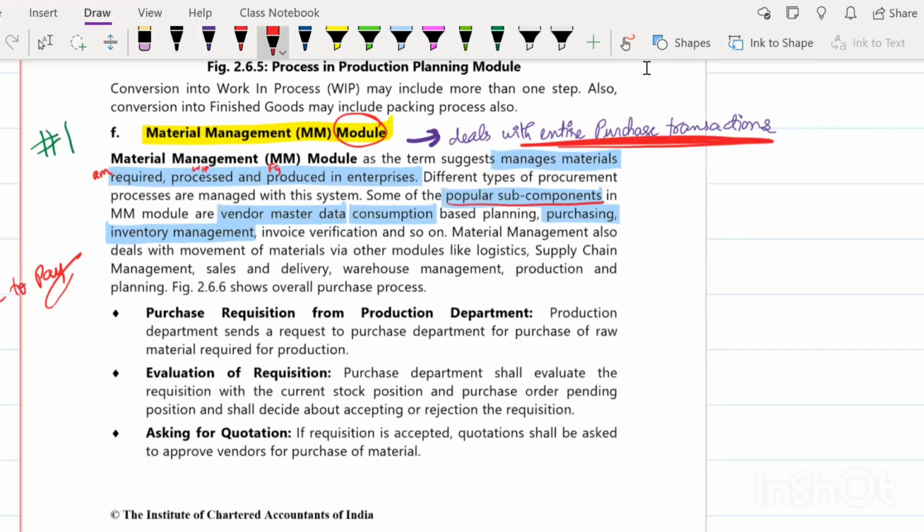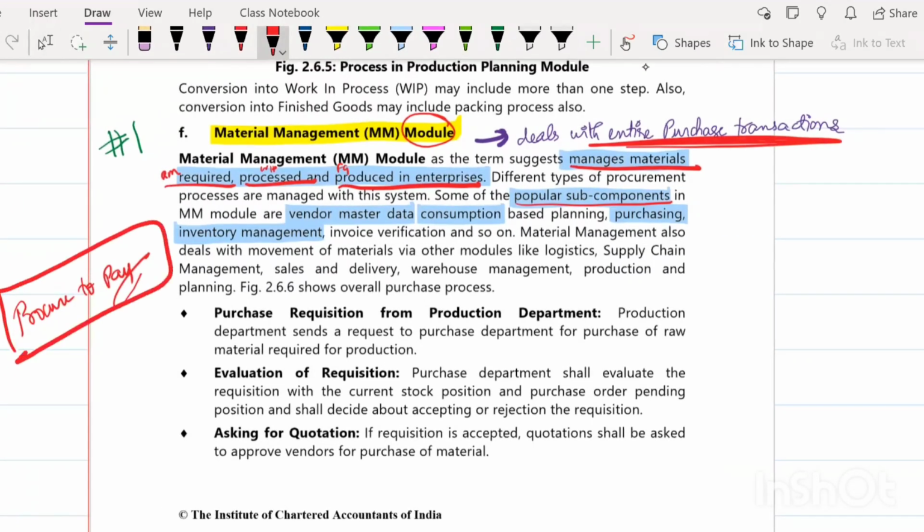I was saying that related to purchase transactions, if anything happens, then this material management module is what takes care of it. As the term suggests, it manages the materials which are required. That is the purchase of raw material, how it is getting processed, and finally how it is produced in the enterprise. This module looks into the business function of procure to pay. Procure to pay means right from procuring your raw materials to the end customer that pays you, the whole process in between, this module will take care of.